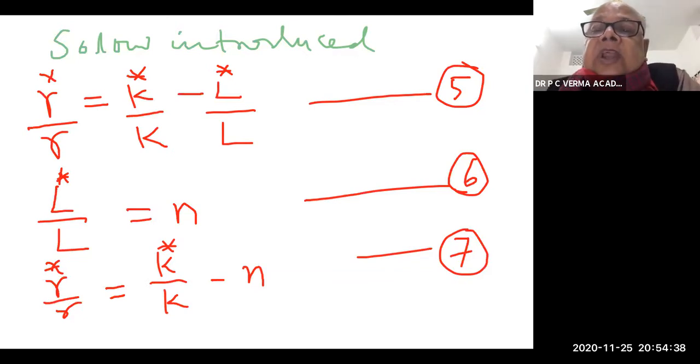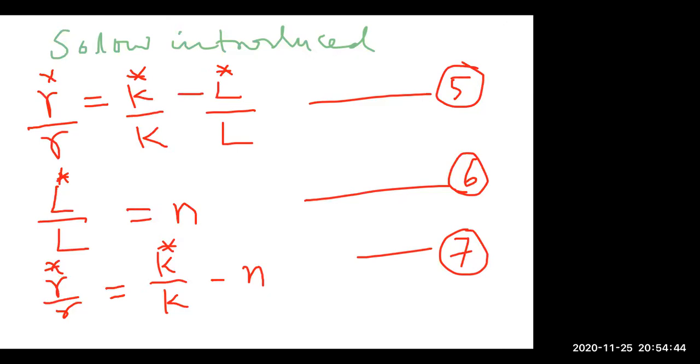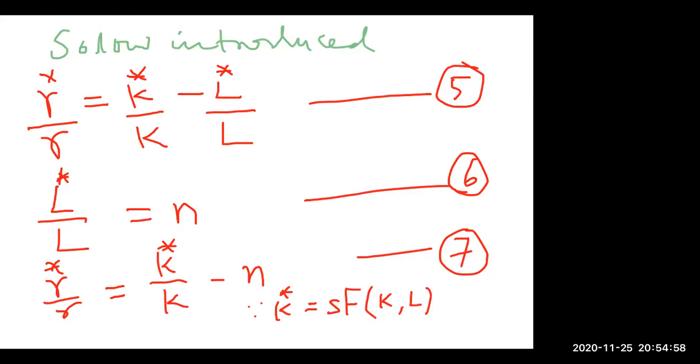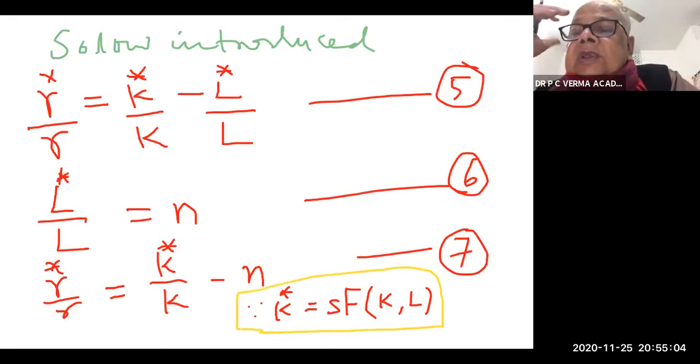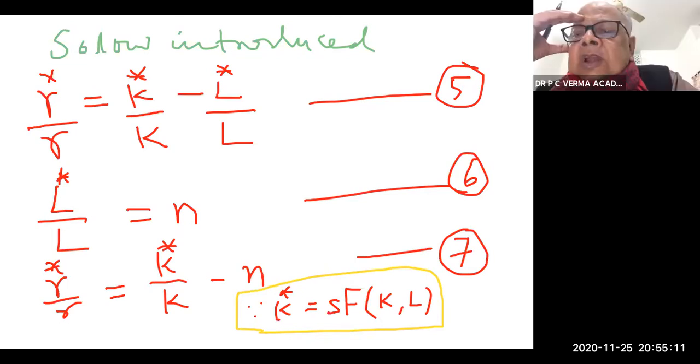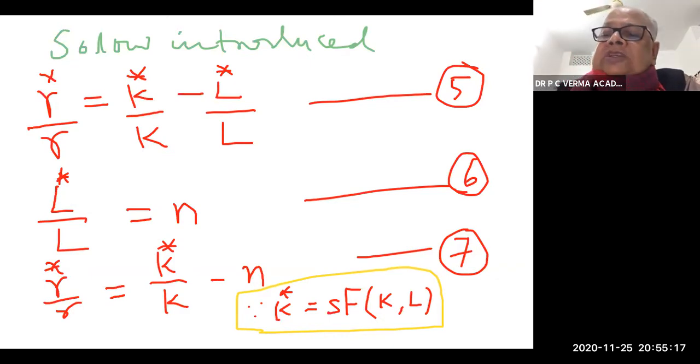Now replace K star. We know that originally we have seen K star is equal to S F K L. Now shift this value of K star into equation 7.